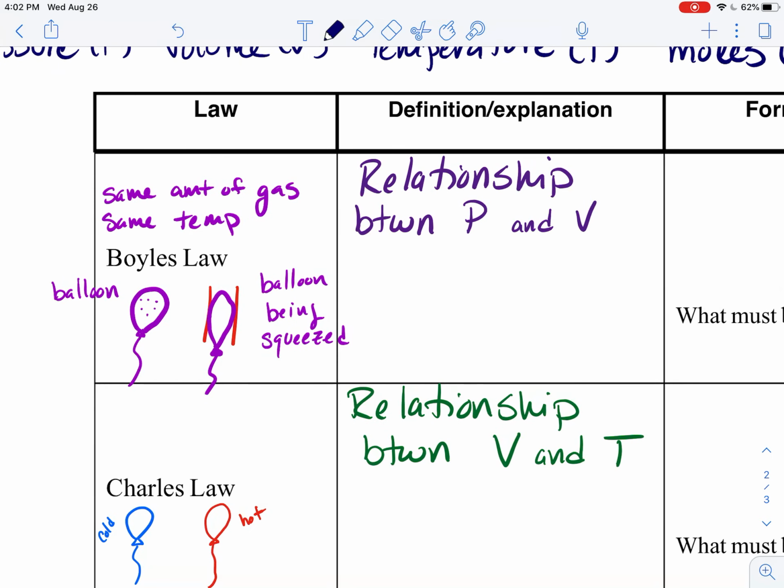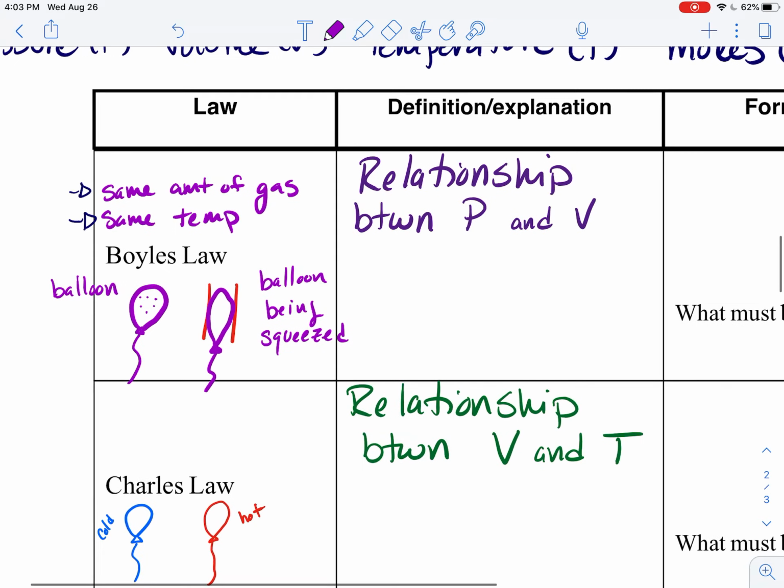Boyle's law is looking at the relationship between pressure and volume. So in this particular scenario, let's imagine 2 balloons. And in those 2 balloons, we have the same amount of gas, and those gases are at the same temperature, because we only want to be looking at pressure and volume. And let's say in this scenario that it's a balloon, it's filled with the same amount of gas, and one balloon is just kind of floating freely, and the other balloon is being squeezed.